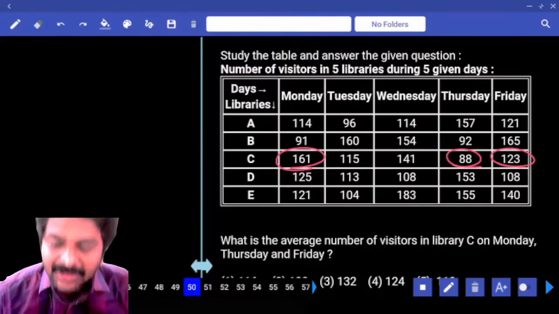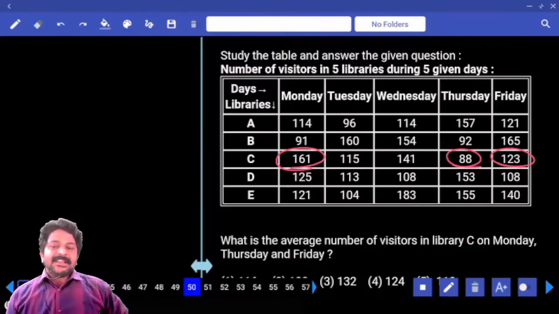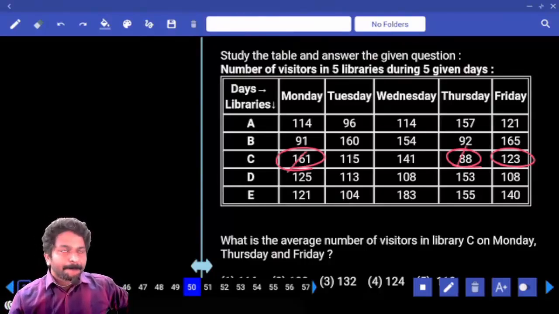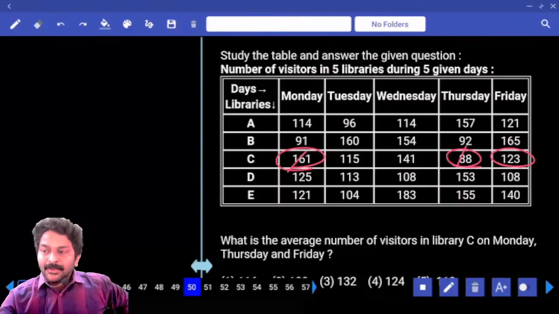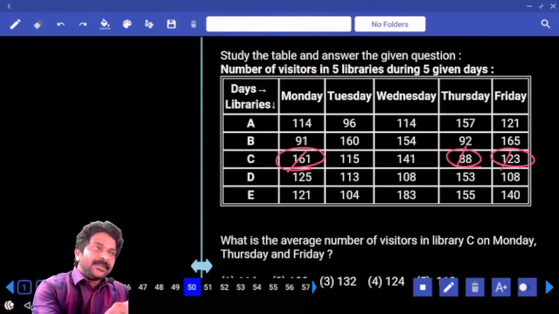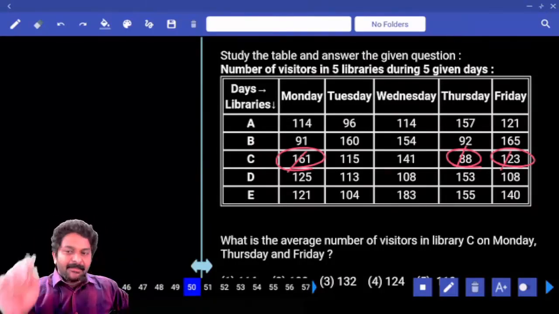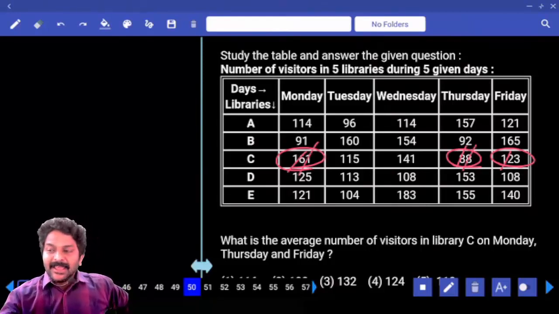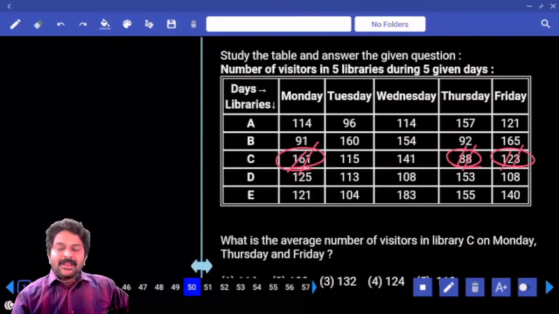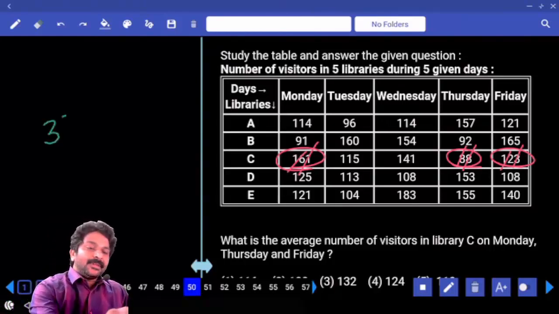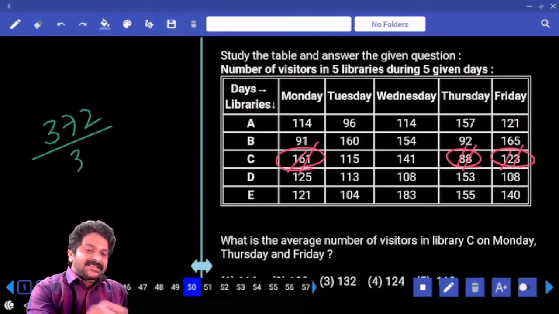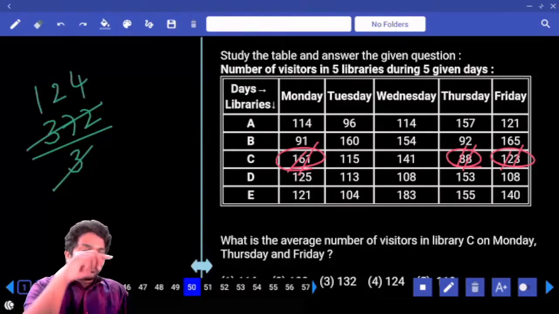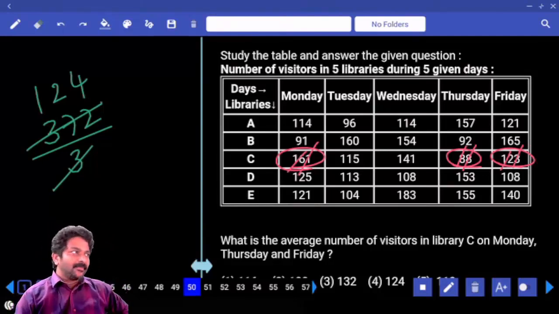Reverse addition. I'll concentrate on tens place first. 160, 80. 240, 120. 360. Remember. Next, units place. 1 plus 8, 9 plus 3, 12. 360 plus 12. And you're asked to calculate average, that is divided by 3. 1, 2, 4. 124, fourth option.